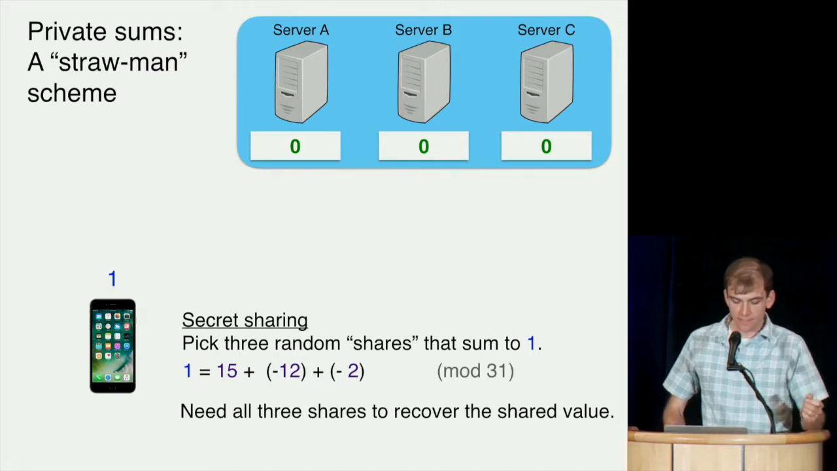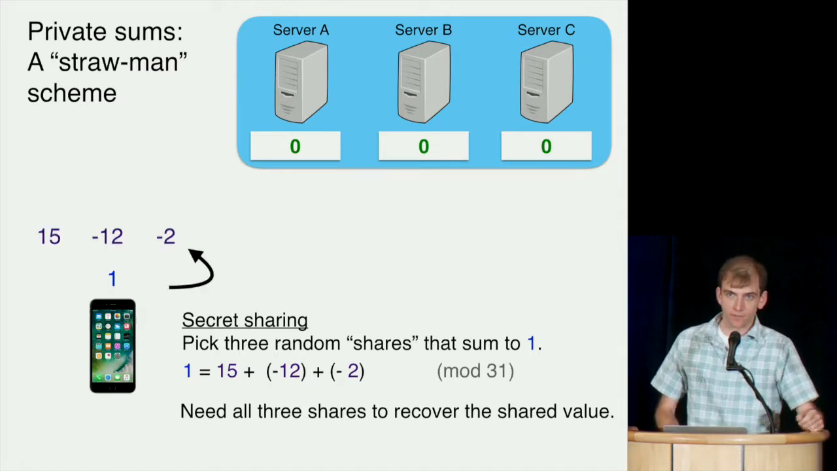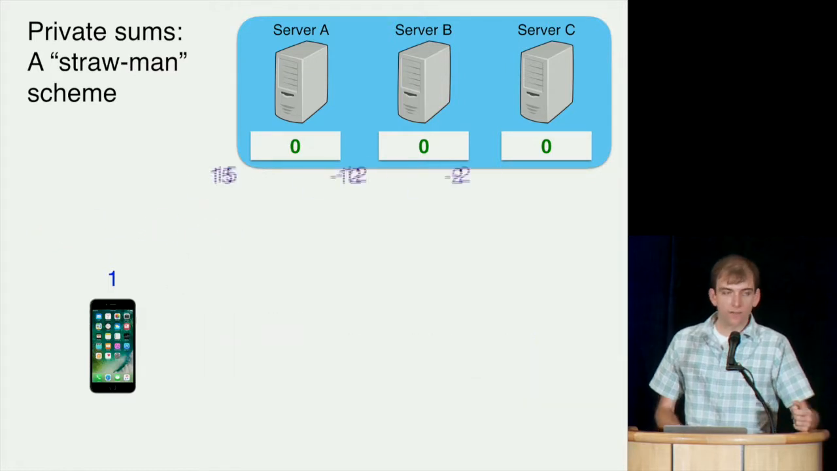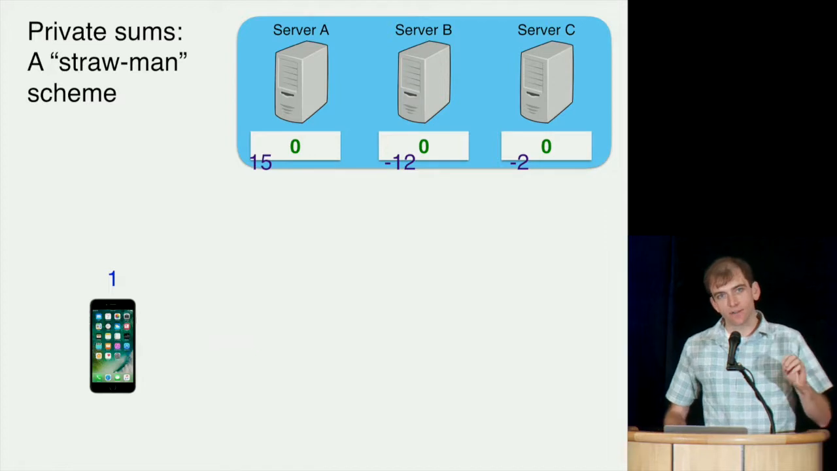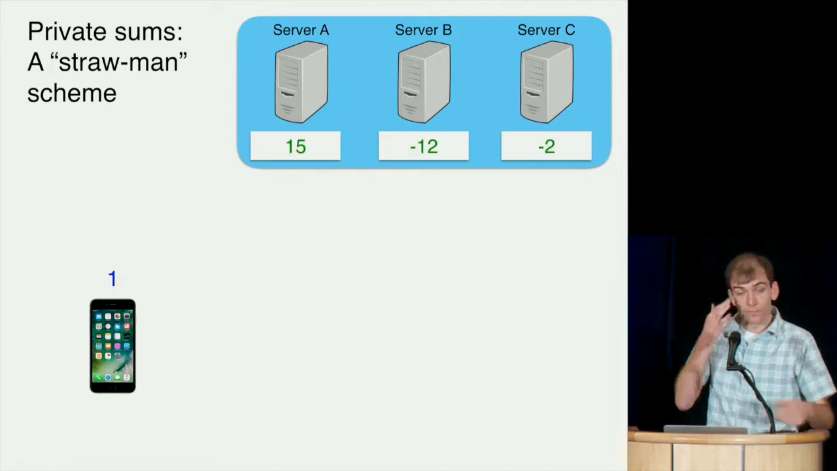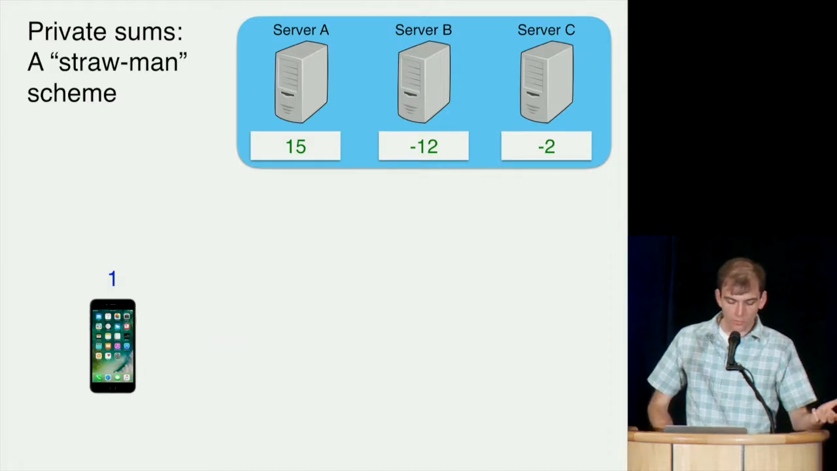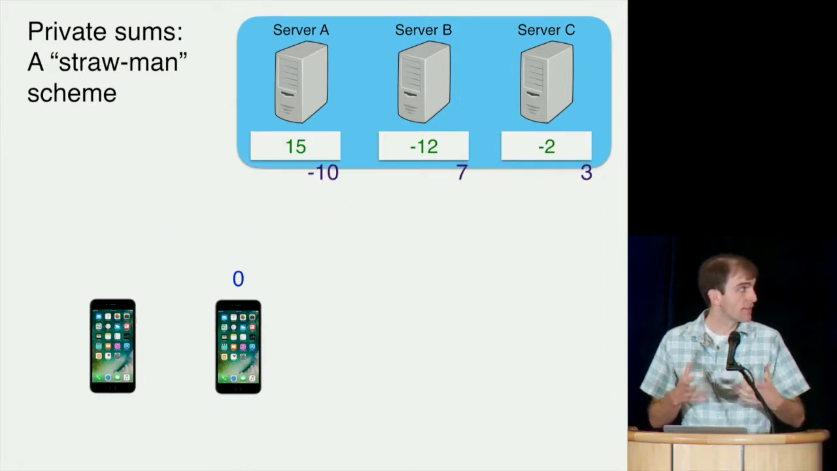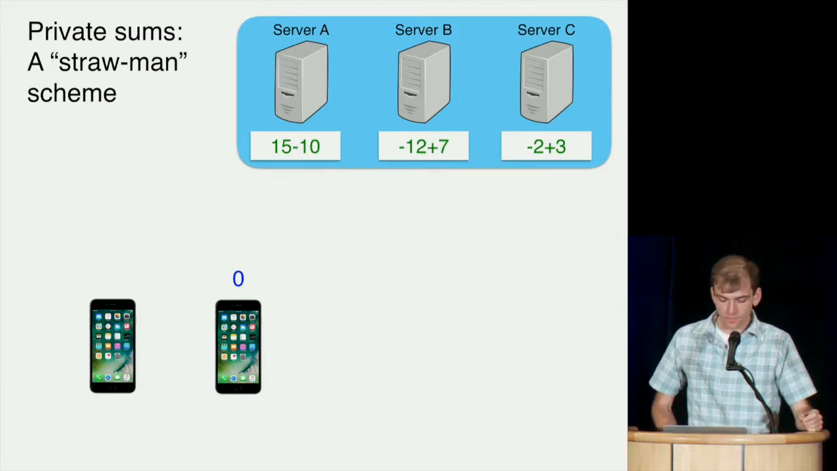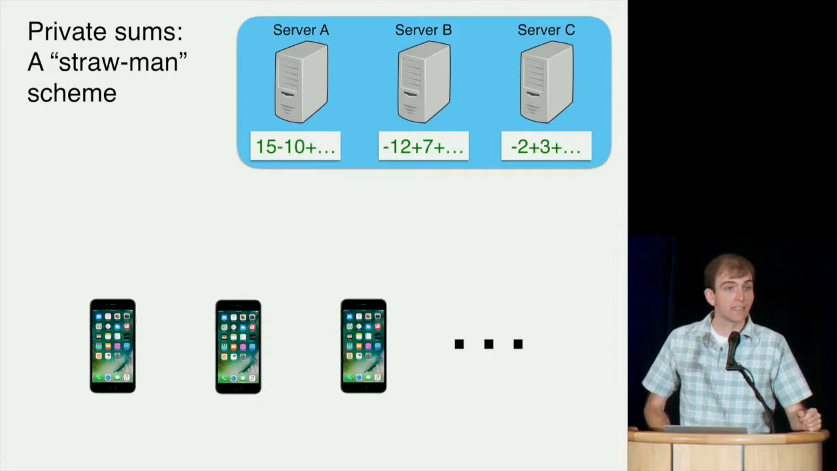So the first thing the client does is it splits its value into shares using a secret sharing scheme and sends 1 of the shares to each of the servers. The servers then add the share that they receive from the client into an accumulator that they store locally. So the first client does that. The second client does the same thing. It splits its value into shares, sends 1 share to each of the servers, and the servers add these values into their accumulators.